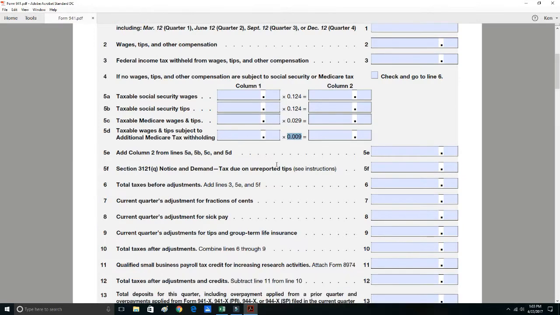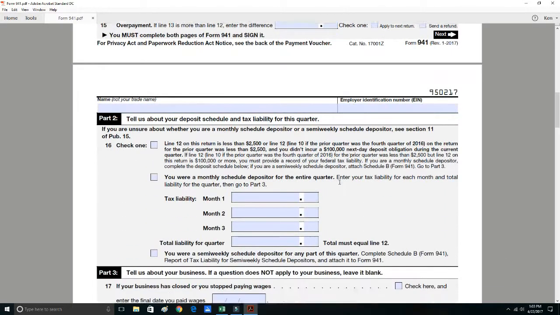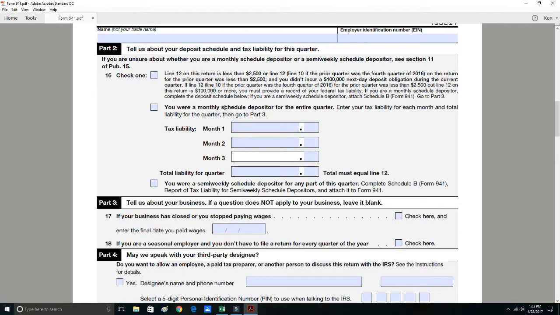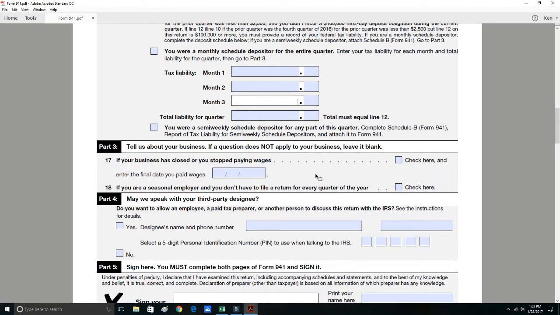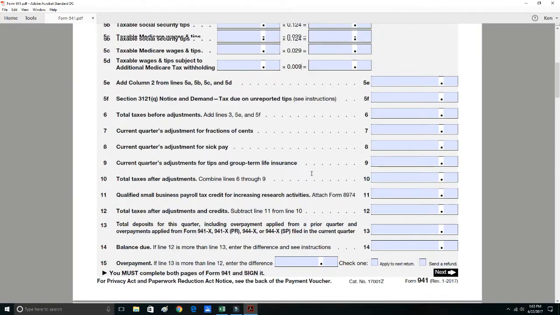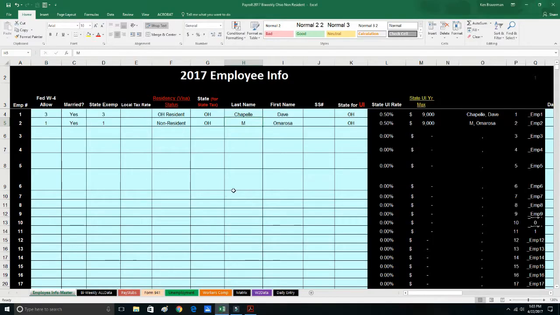So what are your taxes? What are your adjustments? What do I owe? What did you pay? You've got to fill out this thing. If you pay every month, then you're going to have to total up a number here. If you pay semi-weekly, there's a Schedule B to this where you're going to fill out each day that you made the payments. So how do you make this easy and not annoy you and make sure you get it right? Well, here's the solution.